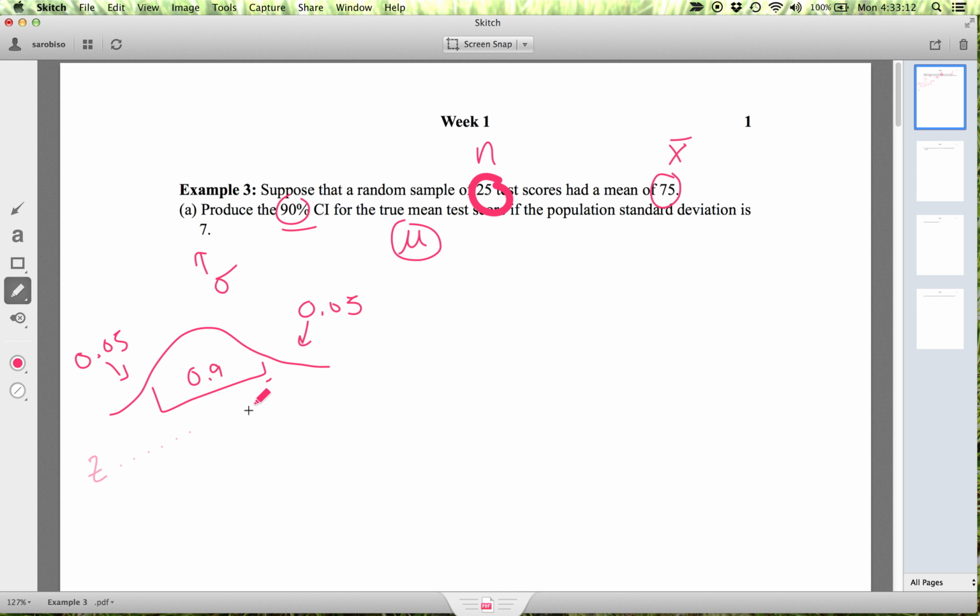Okay, I'm using a Z distribution because I know sigma. Remember that anytime you know sigma, you can use the normal distribution. Okay, so what I would like to do is find my corresponding Z values. I know that the middle is always 0. I would like to find this corresponding Z value here and this corresponding Z value here that line up with these endpoints. Okay, so here my cumulative probability, it says here, is 5%.